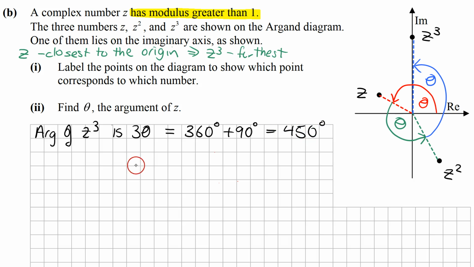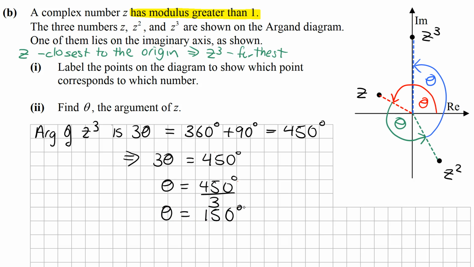So that implies that 3 theta is equal to 450 degrees. That means theta must be 450 degrees divided by 3. So theta is equal to 150 degrees. Okay, so that's a nice one to get the understanding of what the modulus and the argument of a complex number do.